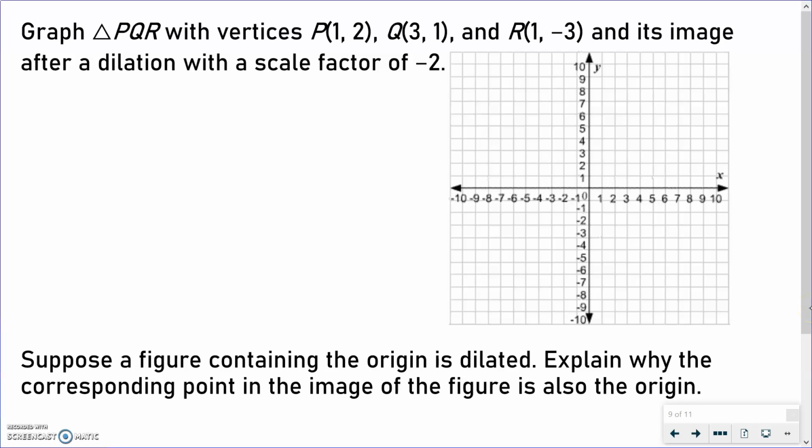For this one, what I would recommend is if you have a piece of graph paper, that you get out a piece of graph paper and you try this on your own. Okay, so for triangle PQR, graph the points P, Q, and R, and then try and do the dilation with a scale factor of -2, and let me do it here for you. So pause this and then check your answers with what I have.